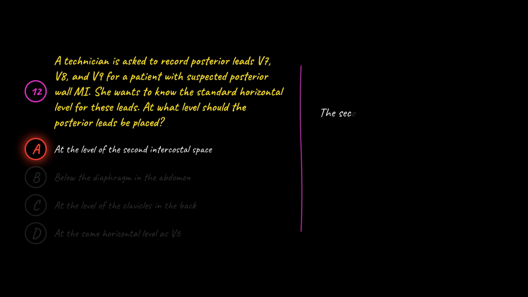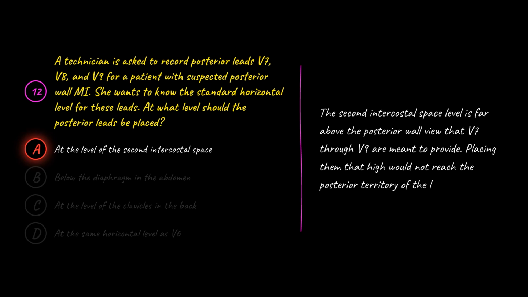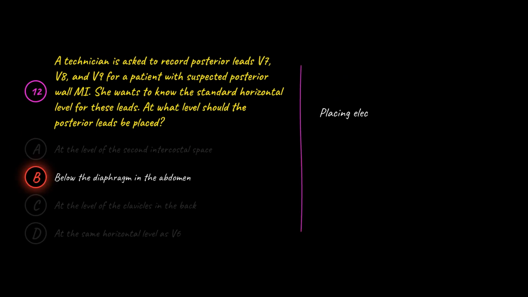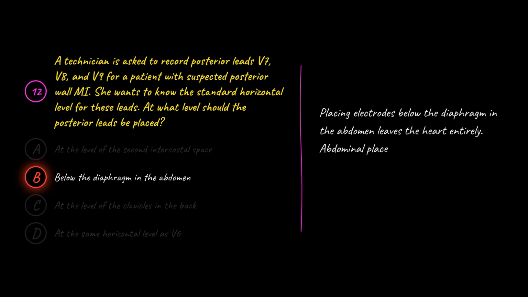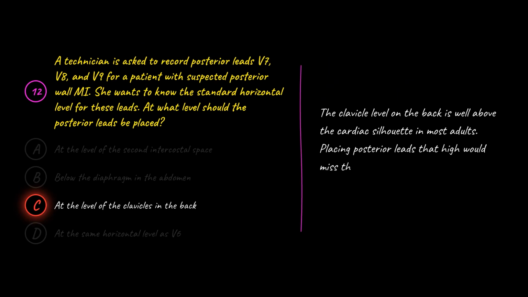A is wrong because the second intercostal space level is far above the posterior wall view that V7 through V9 are meant to provide. Placing them that high would not reach the posterior territory of the left ventricle. B is wrong because placing electrodes below the diaphragm in the abdomen leaves the heart entirely. Abdominal placement records nothing useful about cardiac electrical activity, particularly for posterior wall evaluation. C is wrong because the clavicle level on the back is well above the cardiac silhouette in most adults. Placing posterior leads that high would miss the posterior heart territory the leads are meant to image.